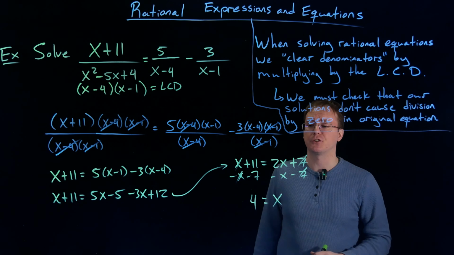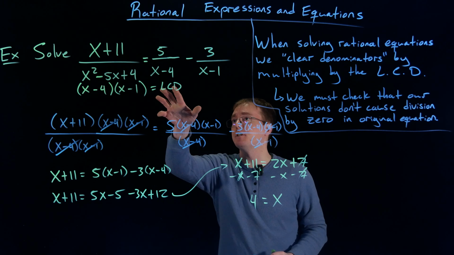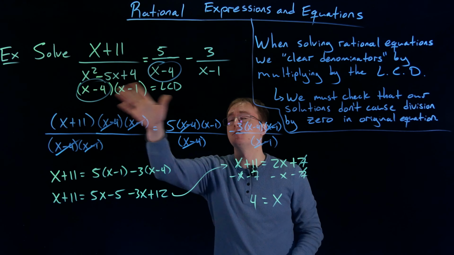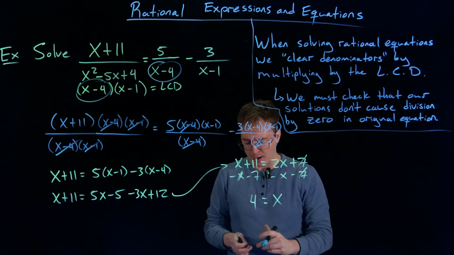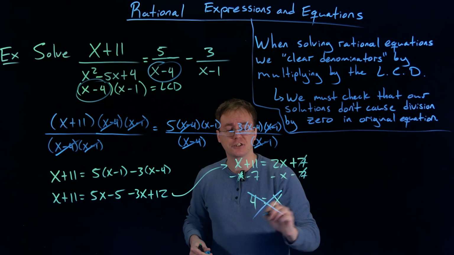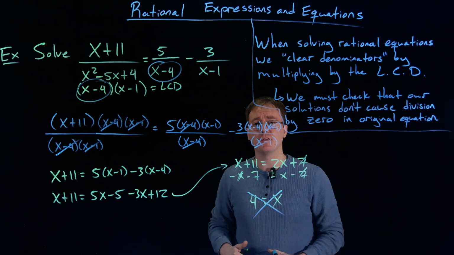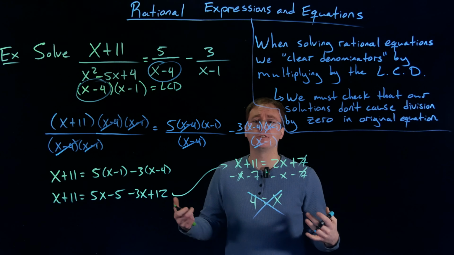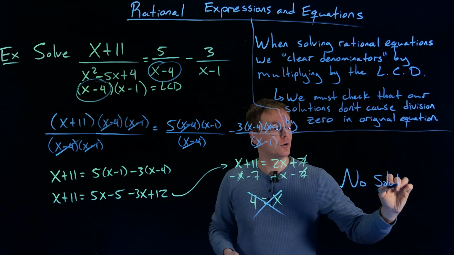But remember, we have to check our solutions. Let's see if we plug 4 into the original equation. Do we get division by 0? It looks like we do. We're going to get division by 0 in 2 of our fractions, and it only takes 1 division by 0 to kick our solution out. So x = 4 actually is not a solution to our original rational equation. It's the only one we found, though, and we just had to kick it out of our solution set. And so that means we have no x values in our solution set. So this rational equation actually has no solutions.